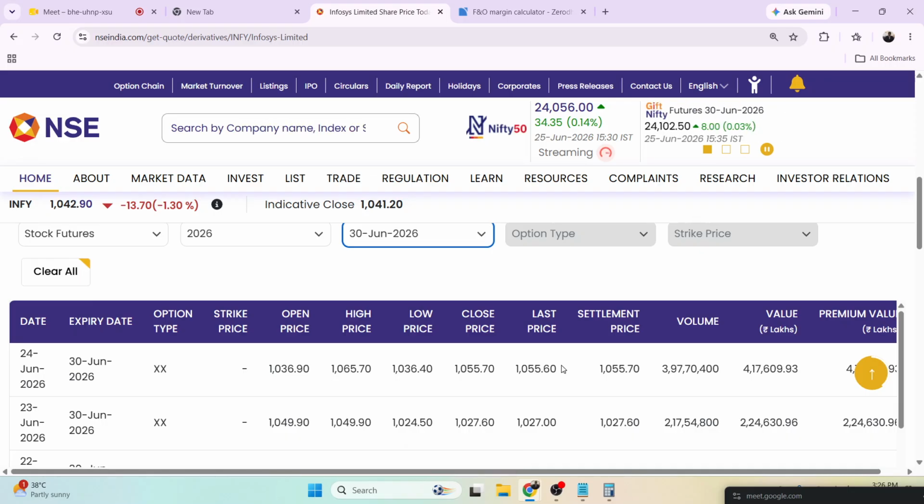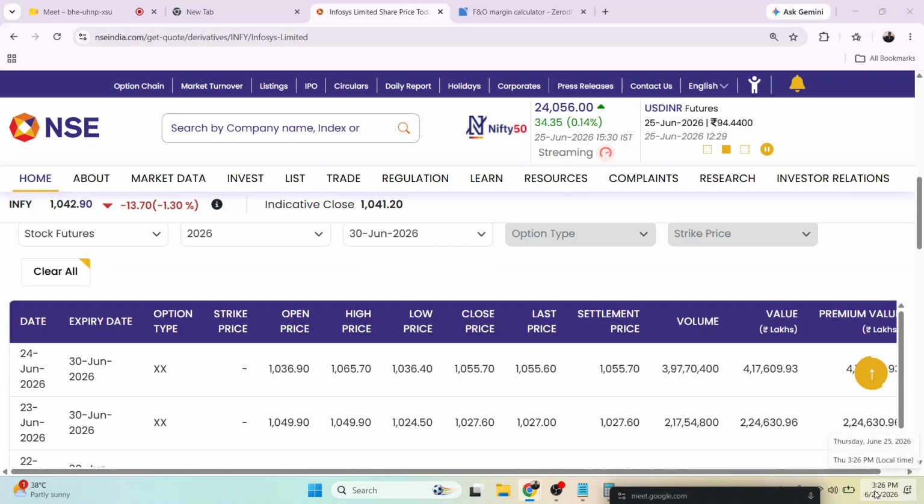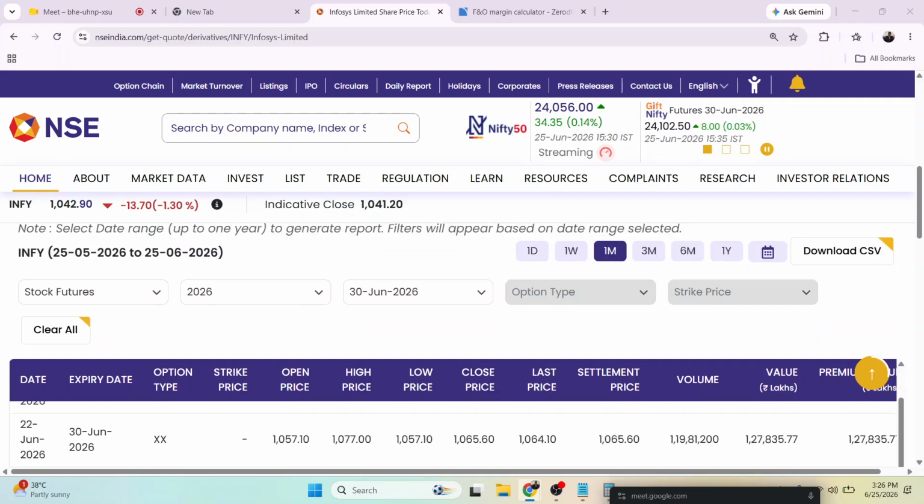Okay. Now here you can see this is the data on a daily basis. So this is the 25th. Today's data is not uploaded in this; that will be updated in the evening. Here you can see 24th, 23rd June, 22nd June, and so on.